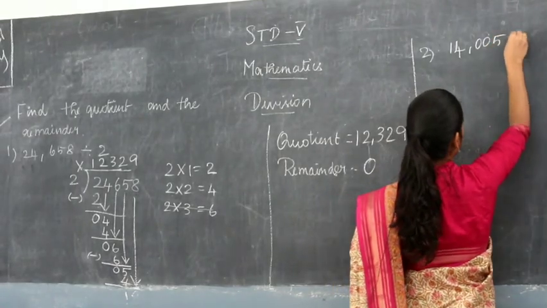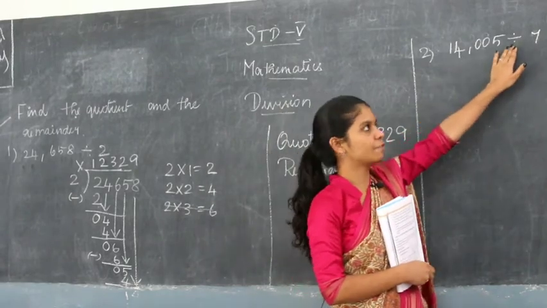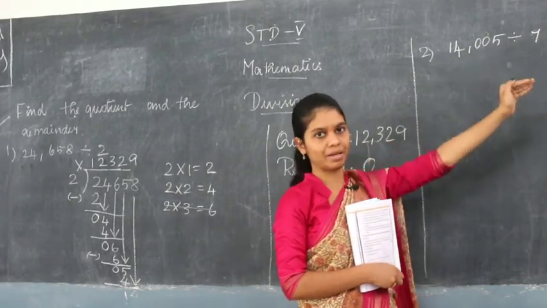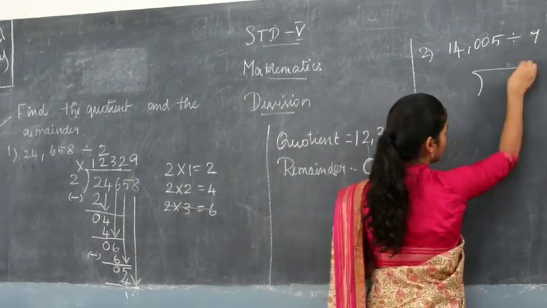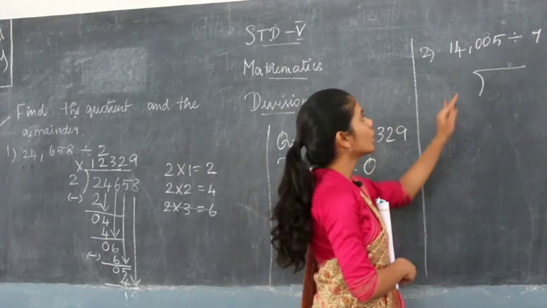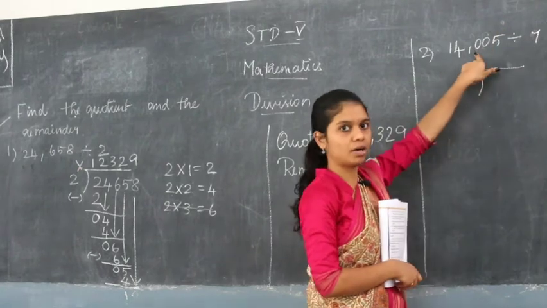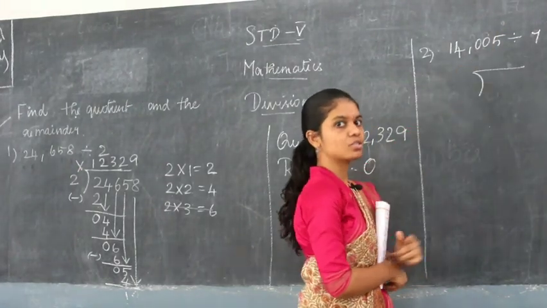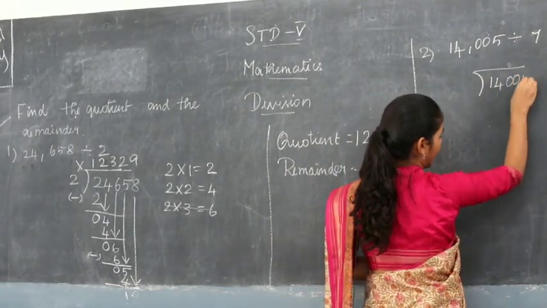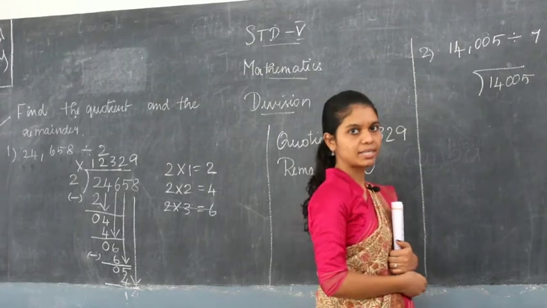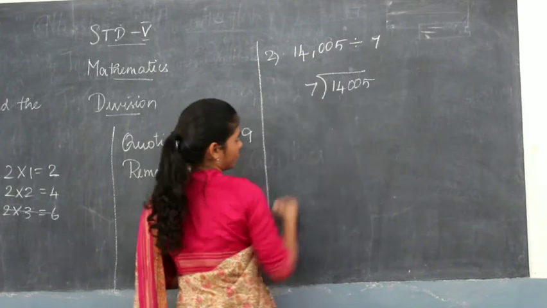14,005 divided by 7. Here you see there is a division symbol, a number before it and a number after it. You should first put the division table and write the dividend. The number before the division symbol is the dividend, right? So you will write the dividend inside, 14,005. Which is the divisor here? 7, right? So you will put the 7 outside.